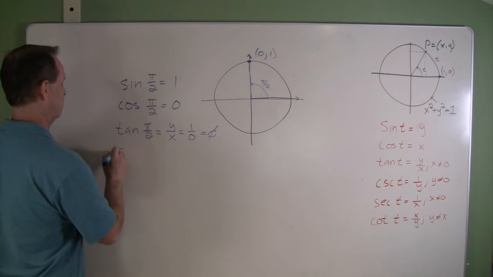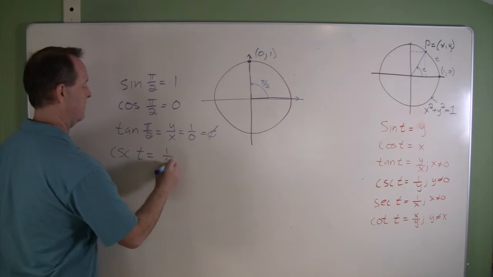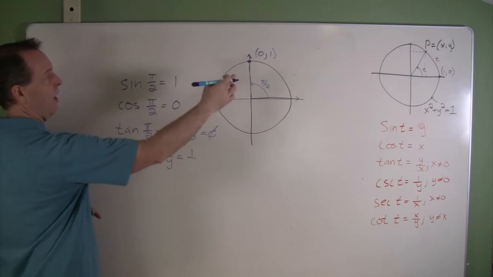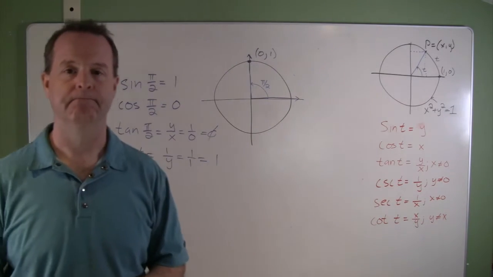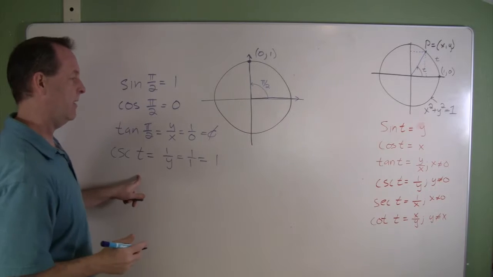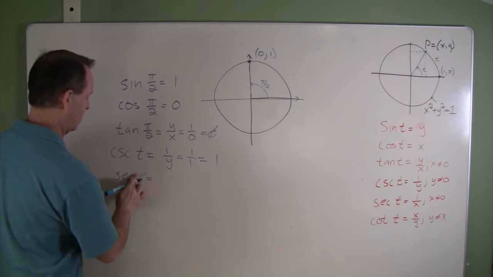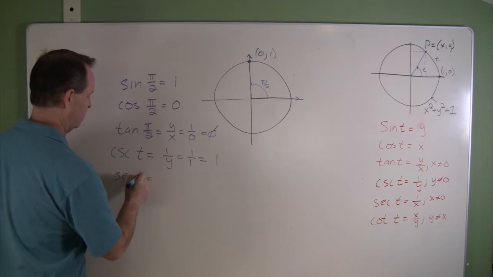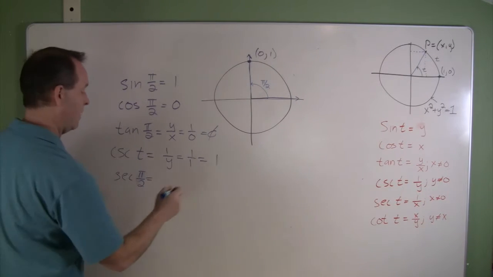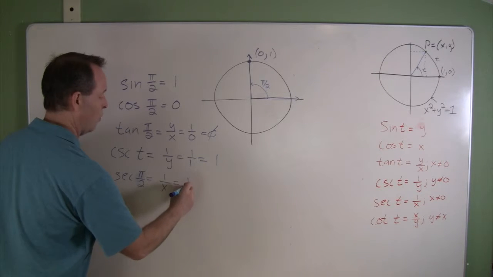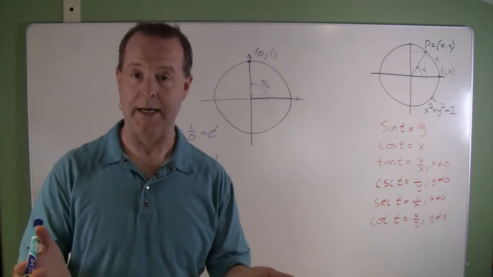Cosecant. The cosecant was 1 over y, and that equaled 1 over the y-coordinate. It was 1. So the cosecant of pi halves is 1. The secant of pi halves. Well, we can just go and write those pi halves, can't we? The secant of pi halves was 1 over x, 1 over the x-coordinate, 1 over 0. So at pi halves, its secant is also undefined.